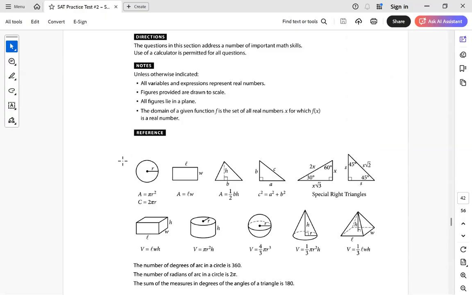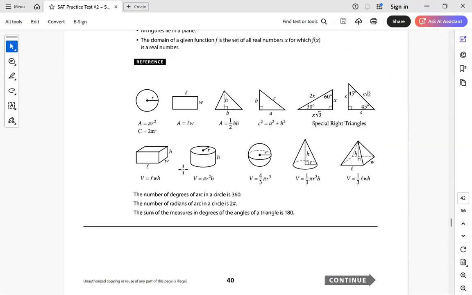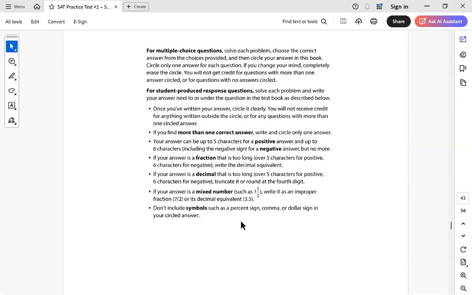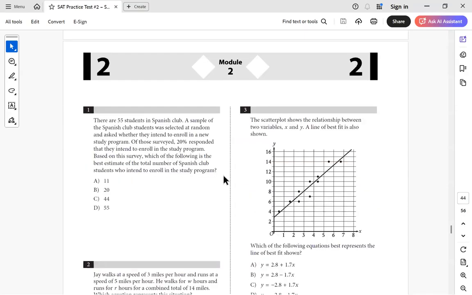That page gives a bunch of formulas. It tells you the number of degrees, number of radians in a circle, sum of measures of angles in a triangle. And then there's a page where it shows you how to write down your answer, whether it be a fraction or a decimal, and so on and so forth. And then the questions start. So let's go ahead and start Module 2 of Test 2.